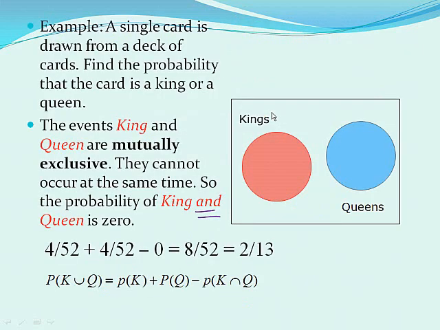An example for mutually exclusive events. A single card is drawn from a deck of cards. Find the probability that the card is a king or a queen. If we denote the two sets, we find that they don't intersect, so they are mutually exclusive events. So the probability is going to be adding the probability of getting a king, which is 4 out of 52, and adding the probability of drawing a queen, which is 4 out of 52. The intersection is empty, so subtract 0. So we get 2 out of 13.